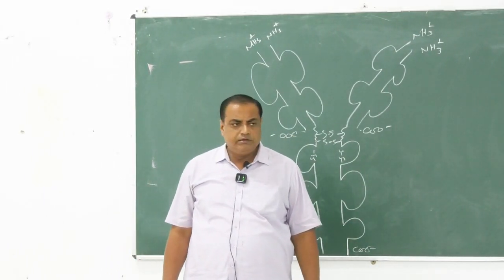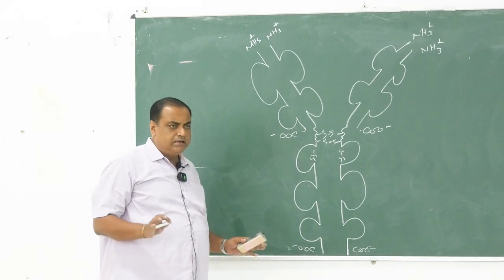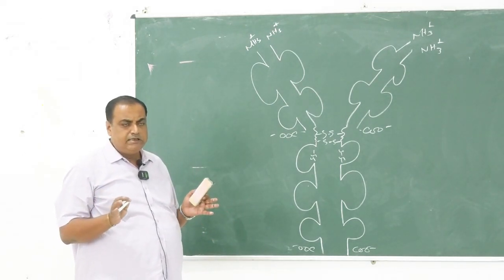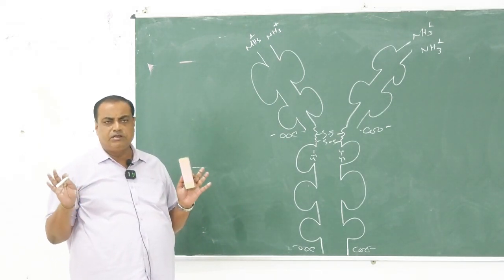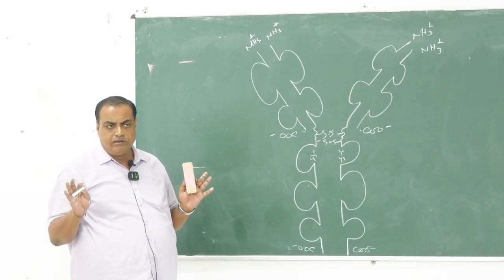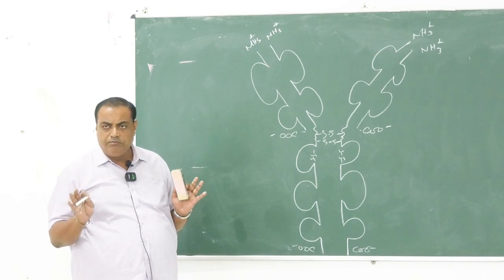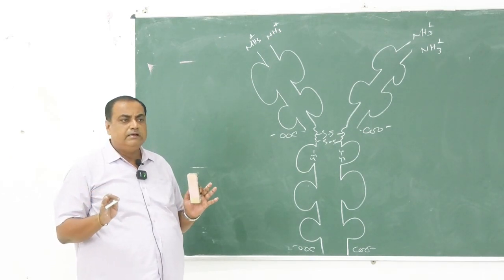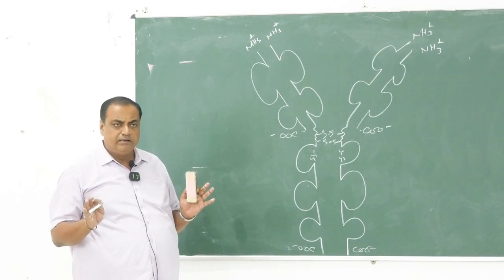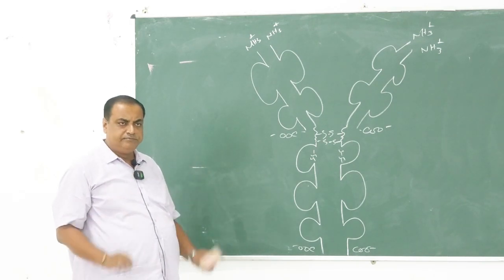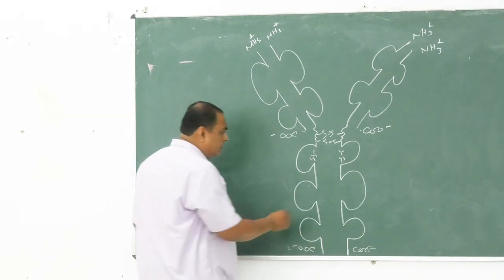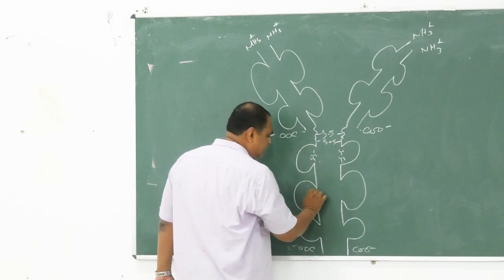There is a difference. This is the most generalized structure. All immunoglobulins are not like this. All immunoglobulins do not have similar structure, but overall their structure is like this. These are disulfide linkages.